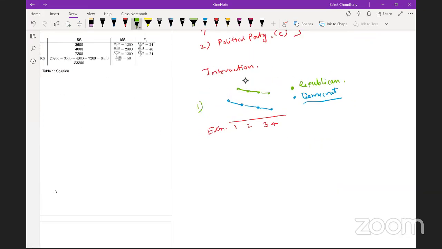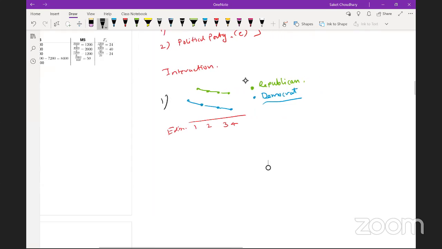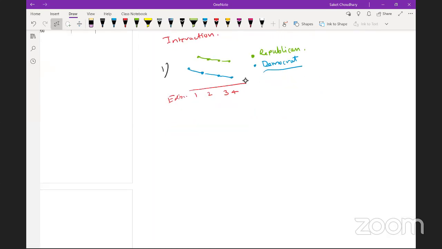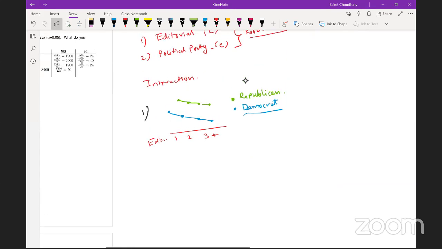Okay. Now, what does it really mean to have this scenario? Sorry, I'm going to use consistent colors. That means it doesn't matter whether you're Republican or Democrat. You're essentially going to see a similar level of differences between the editorials in terms of your referendum, depending on which editorial you're coming from.